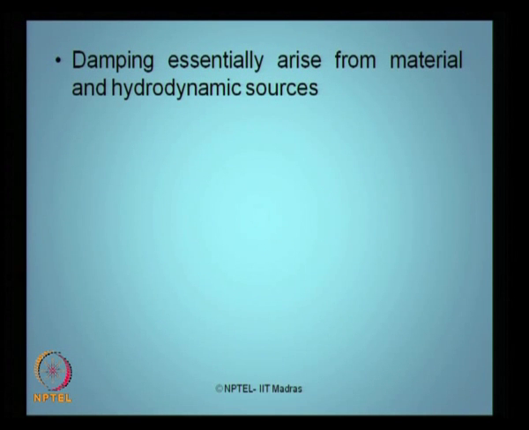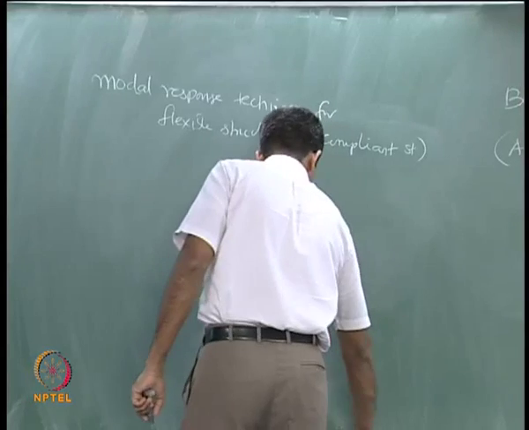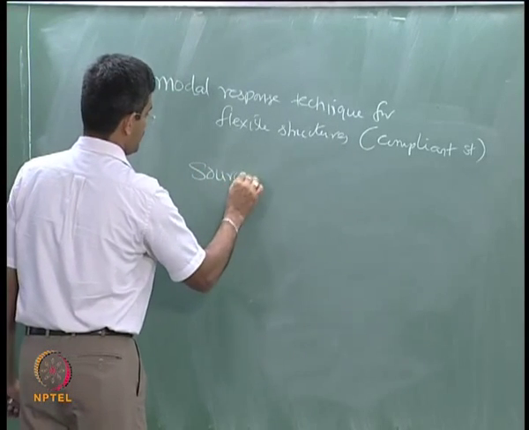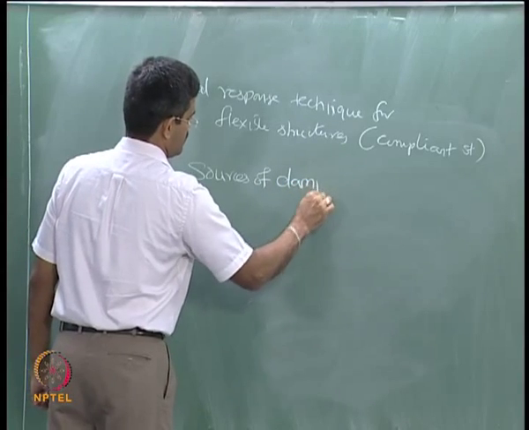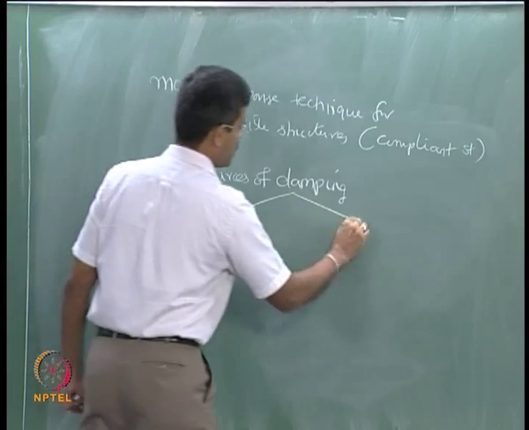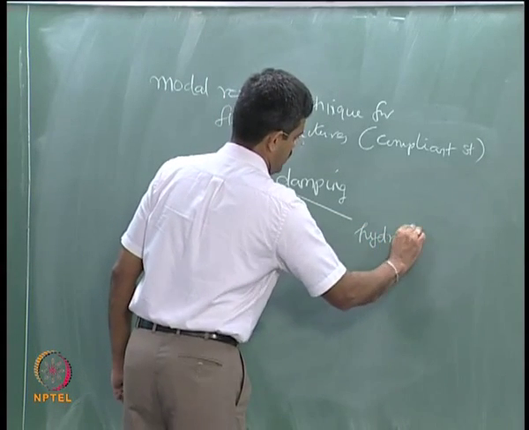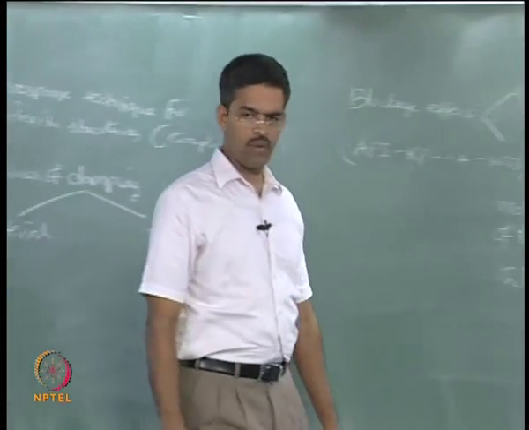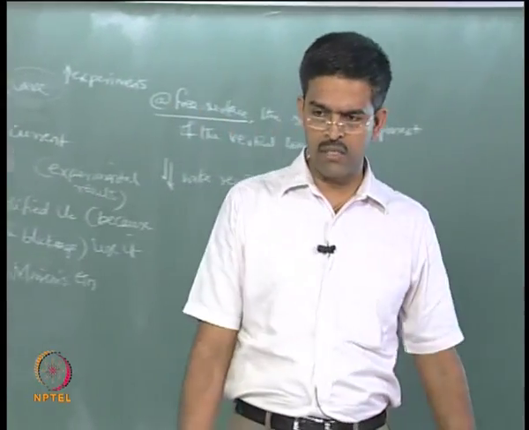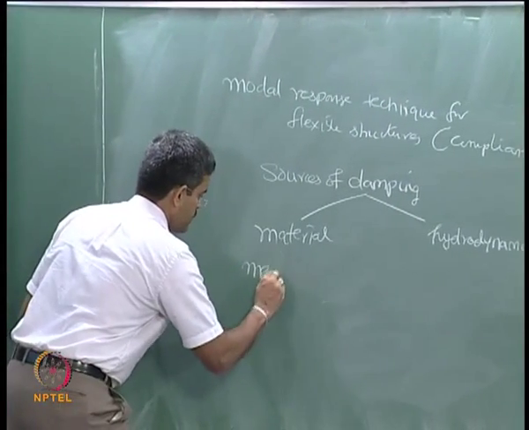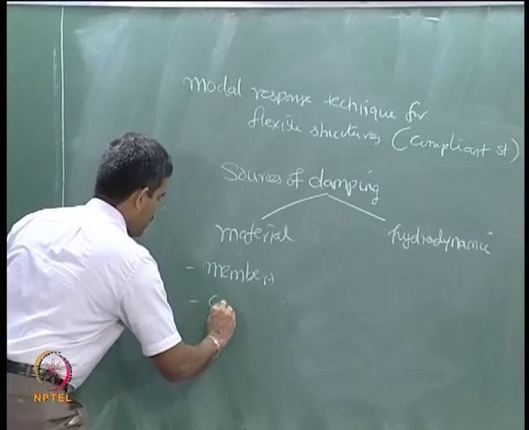So damping essentially comes from two sources, one is material, other is hydrodynamic. So there are two sources of damping. One is from the material itself, other is from the hydrodynamic side. The material damping can also come from the surface of the material or the material characteristic, as well as from the joints or connections, can come from the members, can come from connections.